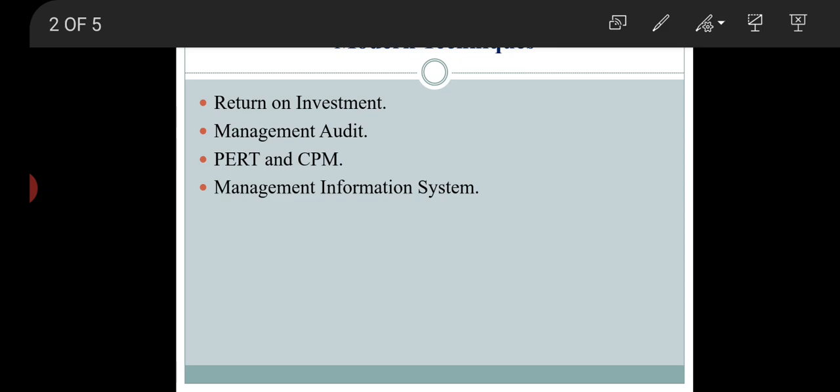Okay, so this PERT network consists of 6 stages. Which are those 6 stages? Identification of activities. Second is sequential arrangement of activities. Third is time estimate of each activity. Fourth is budgetary estimate of each activity. Fifth is construction of PERT network. And sixth is formulation of critical path.